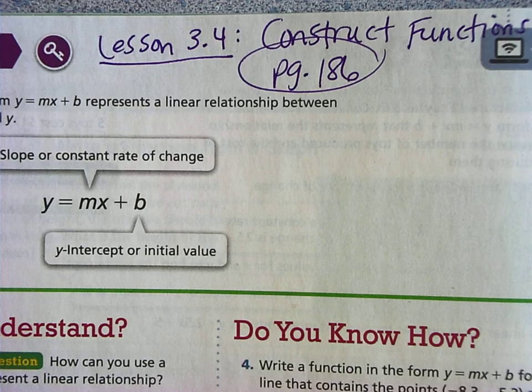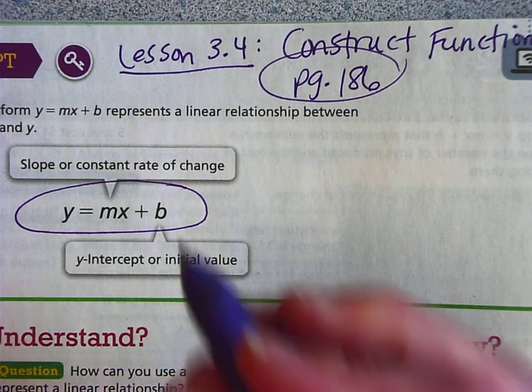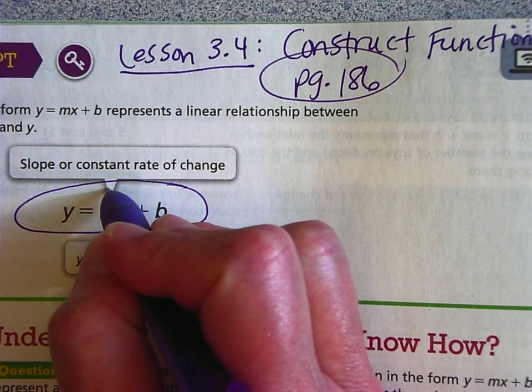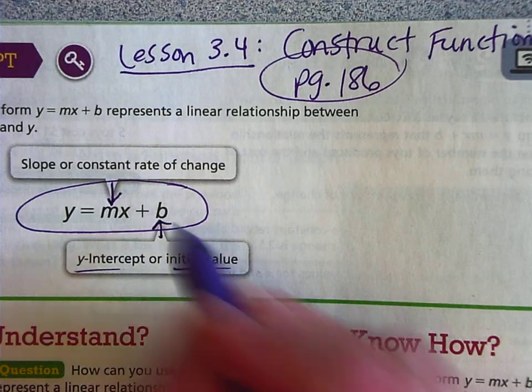Okay, so folks, when it asks you to construct a function, that means you are writing in slope-intercept form. So your slope, or your constant rate of change, is your m, and remember your y-intercept, your initial value, is the b.